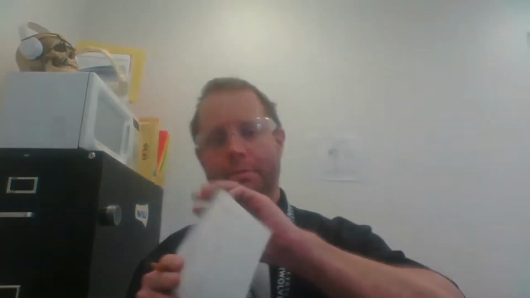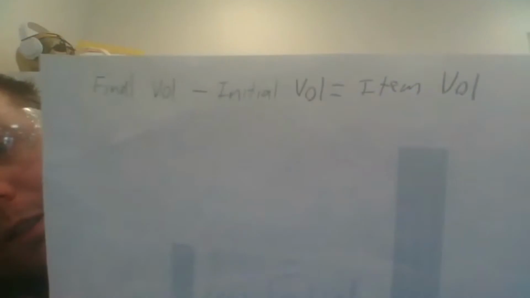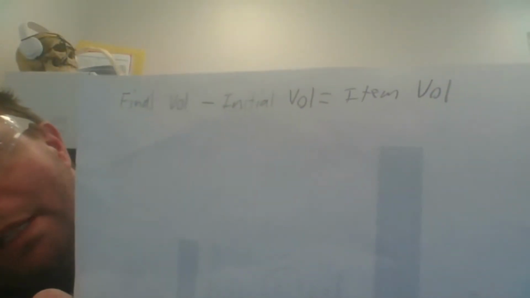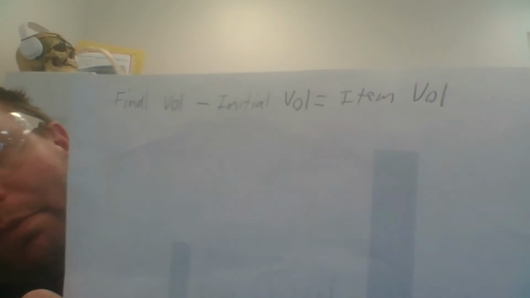So what we are going to do with that information is write an equation. That is going to be final volume minus initial volume, or starting volume, equals item volume. Okay, so here we have it. I hope you can see that. Final volume minus initial volume equals item volume.